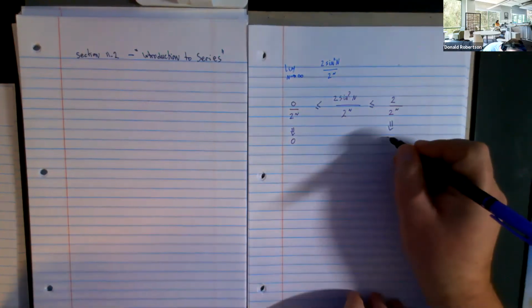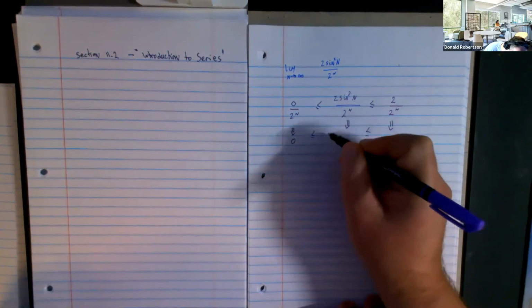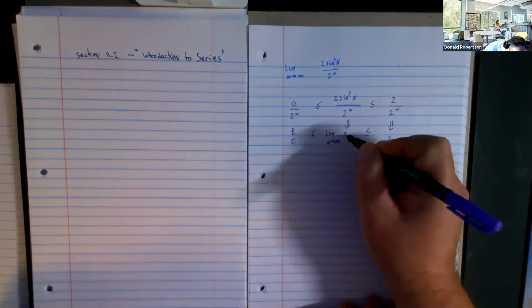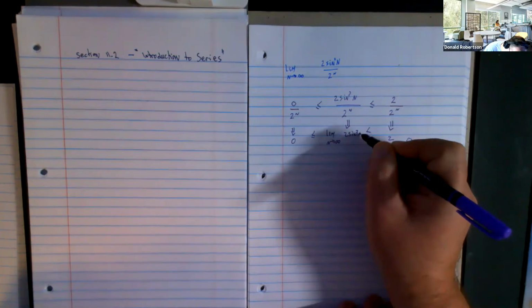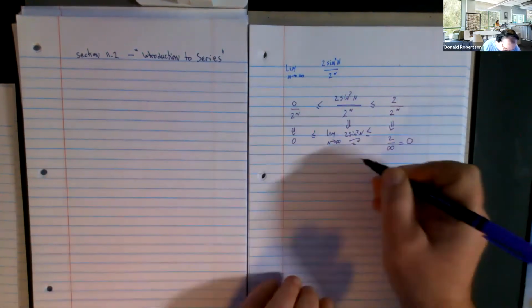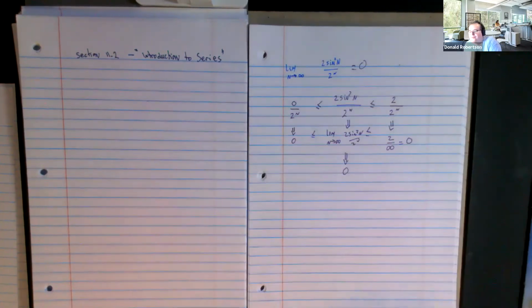Isn't 2 over 2 to the power of n, if you make n go infinite, isn't that 2 to the power of infinity? Isn't that also 0? And the guy in the middle, the one I'm trying to get the answer to, he is sandwiched between a 0 and a 0, which makes him 0. So there's my proof. It's called the sandwich theorem.